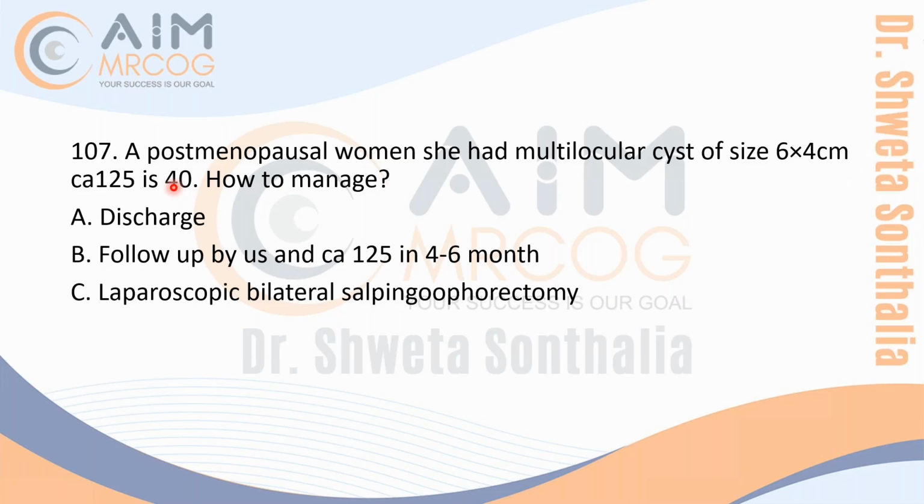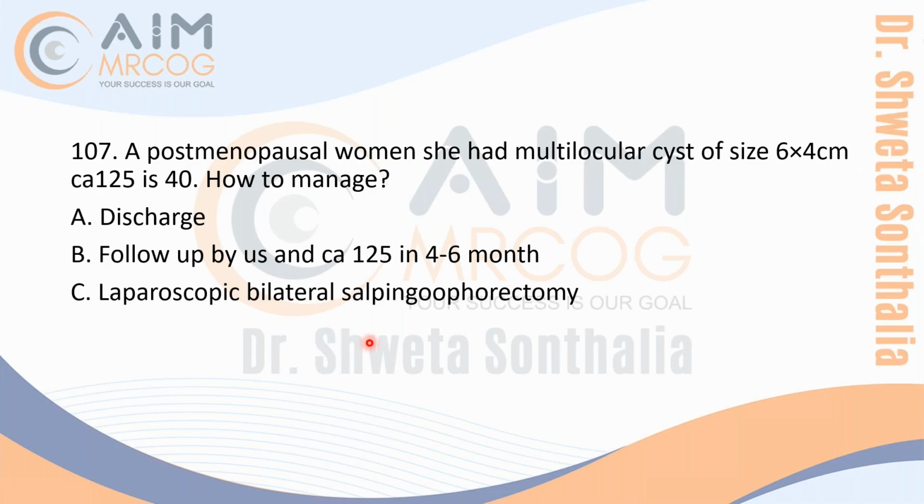So what do you think? How should we manage her? Shall we follow her up? Now here again you have to apply the knowledge of the algorithm they have given in the guideline, which we'll see in the next slide. That algorithm says that any woman who is either symptomatic or having a multilocular cyst or having a cyst size of more than 5 centimeter, you should operate. So in such a situation, follow-up doesn't fit well in this scenario. So you will choose laparoscopic bilateral salpingoophorectomy.